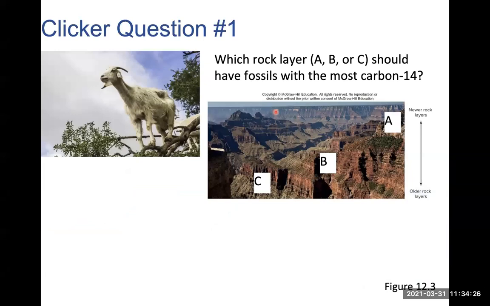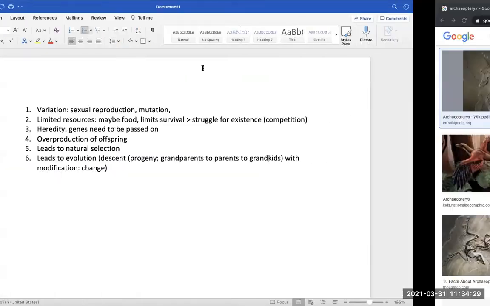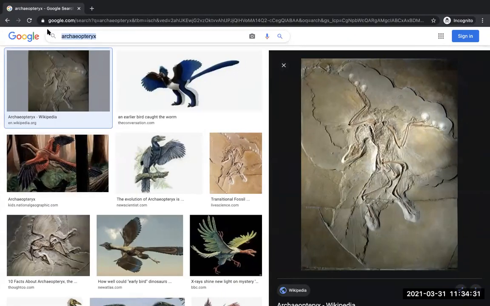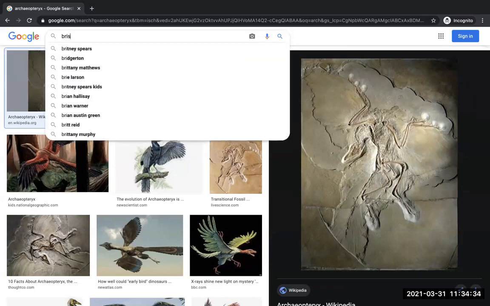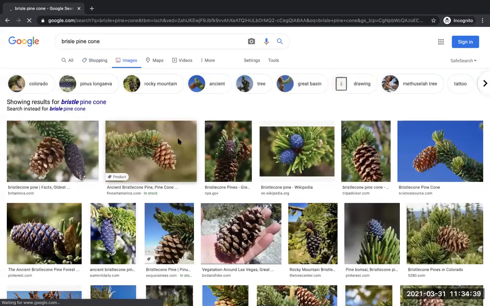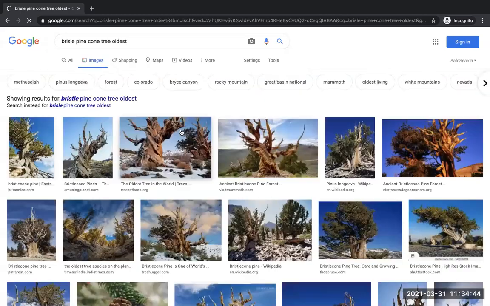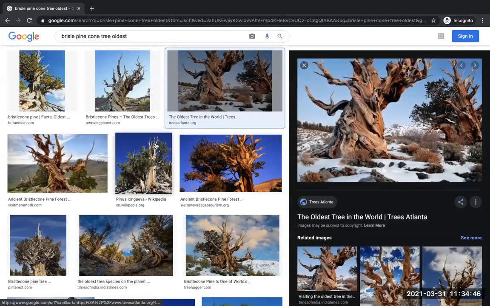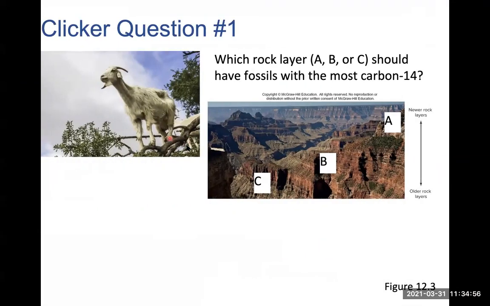Another thing with fossils, they can date them back. They dated back the oldest tree, which is the bristlecone pine. That's the oldest tree that exists. They were able to date this exactly using carbon dating. So they can do something like this using carbon dating here. So there's a question: which rock layer, A, B, or C, should have fossils with the most carbon-14?